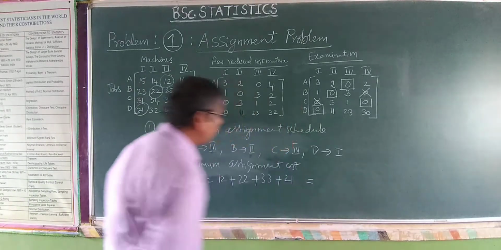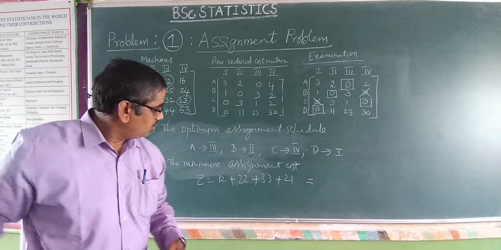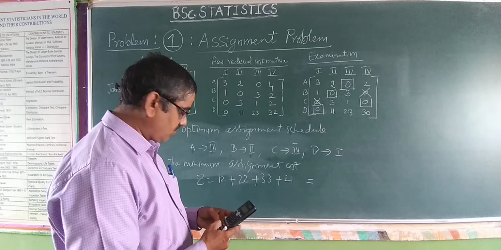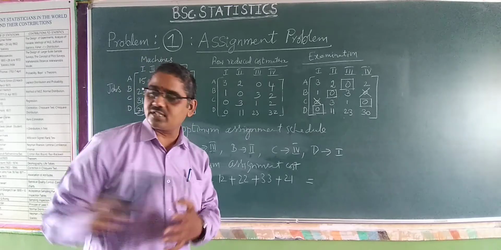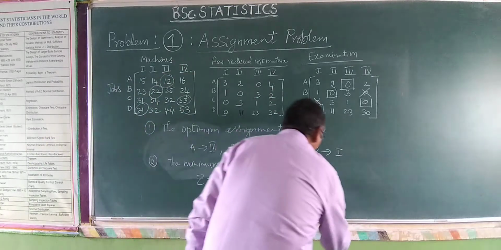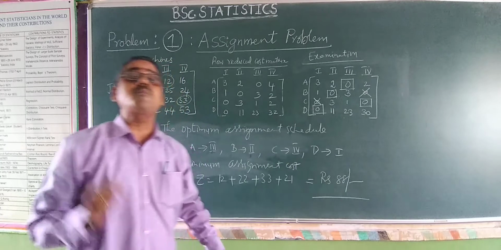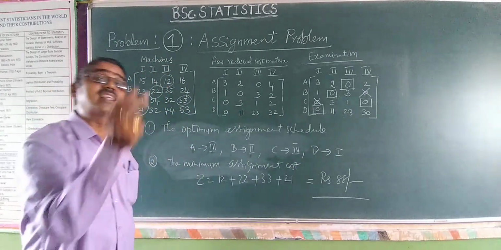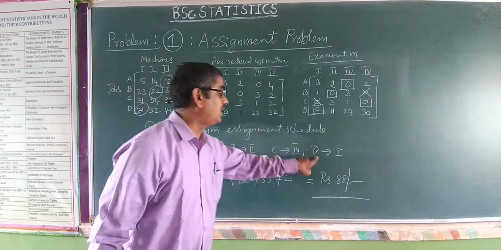This is what we have to calculate. With the help of the calculator we calculate 12 plus 22 plus 33 plus 21. The total cost is 88. So this is 88 rupees, which is the minimum assignment cost for this particular problem for assigning the optimum schedule A23, B22, C24 and D21.